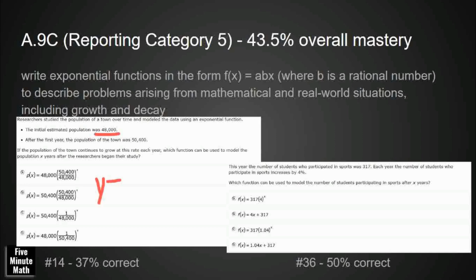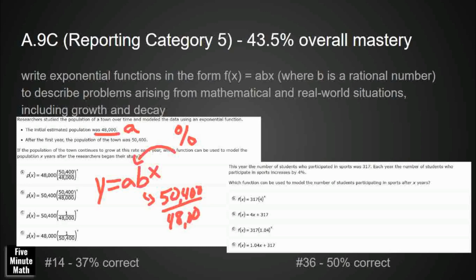So in our y equals a times b to the x, this is your a, so that's simple. We're used to that. But we're looking for a percent. We're looking for some type of percent, so we can make it our b, our growth factor or our decay factor, and it's not there. What they have to know is that this b is going to be year one, so that's 50,400, over the initial. That actually is their percent, and that's what made it difficult.